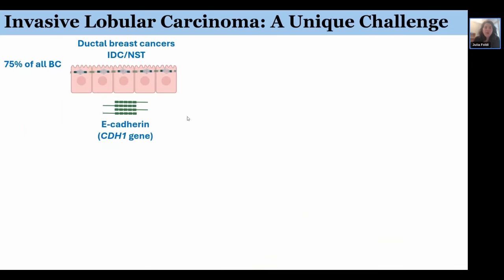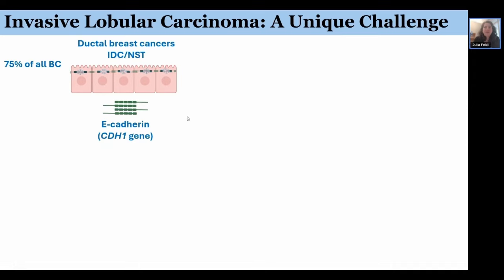So let's move on to talk a little bit about lobular breast cancer and what's unique about lobular breast cancer. The more common type of breast cancer is what we call ductal breast cancer, or IDC, also sometimes called NST, which stands for no special type breast cancer. These cancers make up 75% of all breast cancers.